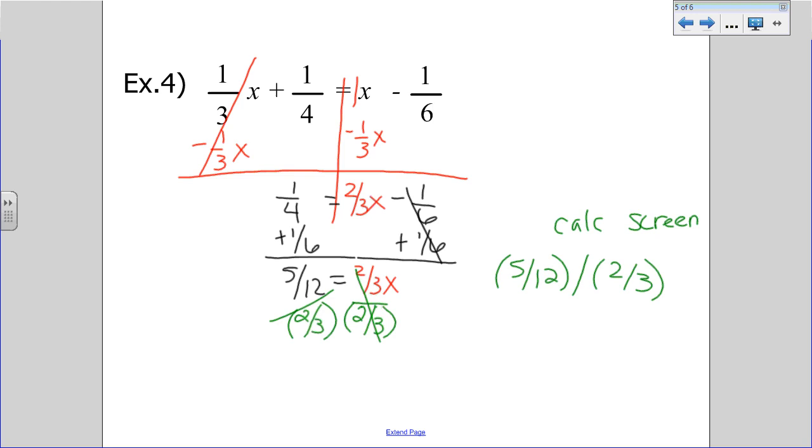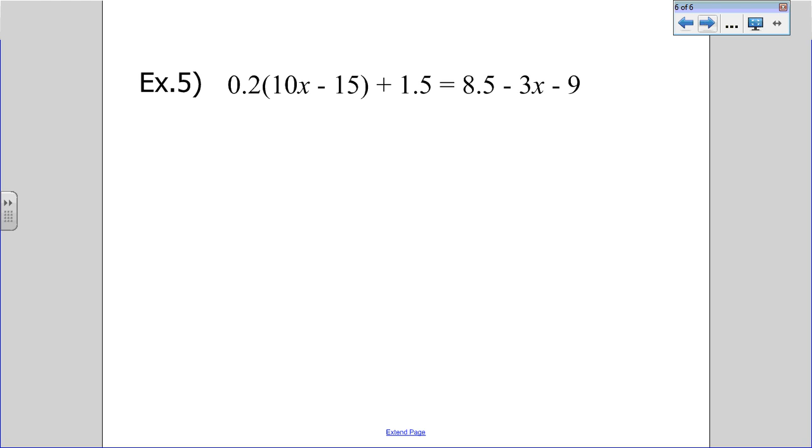You're going to hit enter, we get a decimal, so we're going to turn it into a fraction. And we have x is equal to 5/8 there.